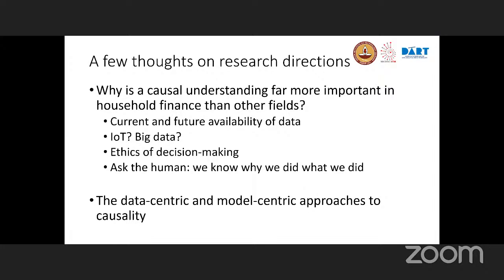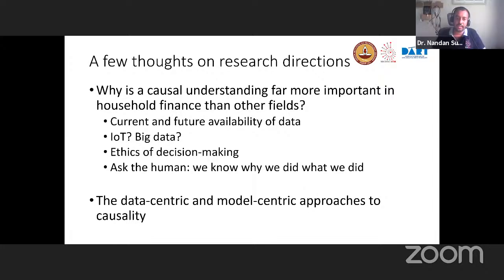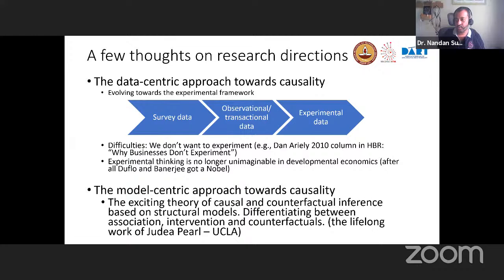So I guess, one thought is that this notion of causal understanding is imperative in this field. Also, thanks to the ethics of decision making, the implications of decision making, and also the fact that we are dealing with human beings and their decisions, right? So we can ask them why we did something. Now, in pushing towards a causal understanding, I see two broad approaches. One is a data-centric one and a model-centric one. And I hope just sharing these two directions can motivate researchers towards these areas.